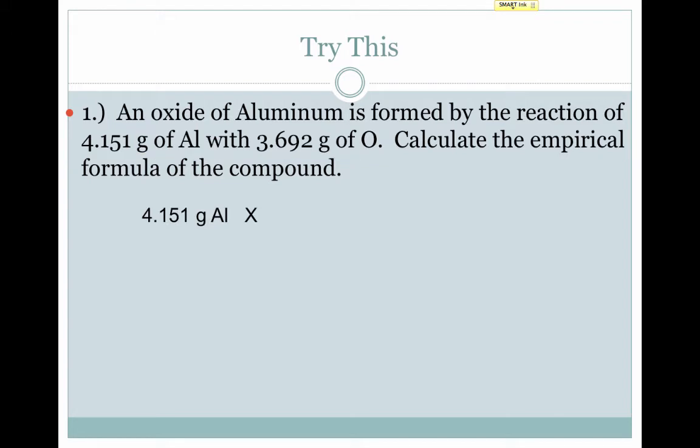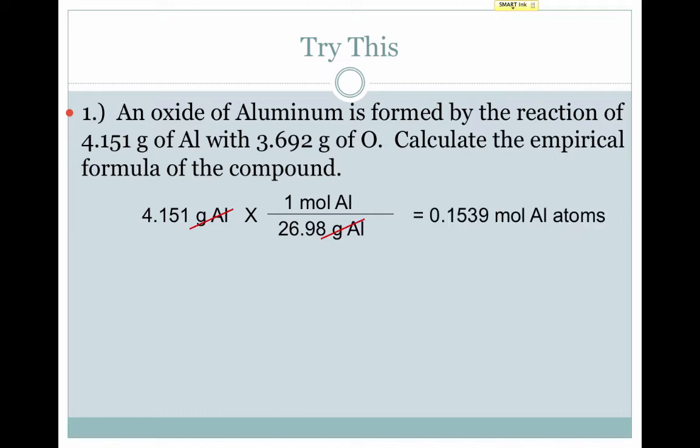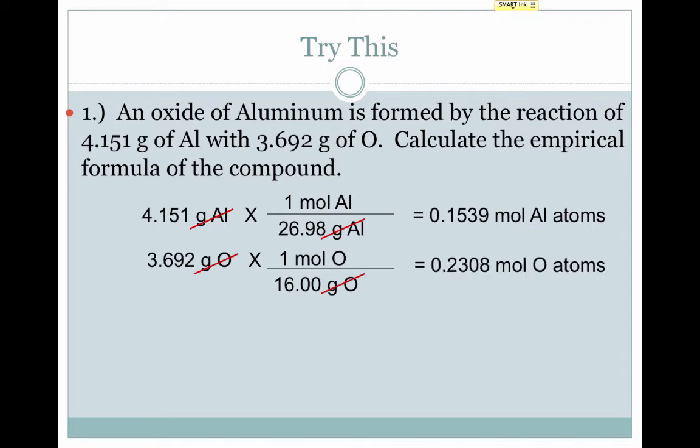So let's start by converting each of these values to moles. Using a conversion factor that has the atomic mass of aluminum from the periodic table, or the mass of 1 mole of aluminum from the periodic table, we find that the sample contained 0.1539 moles of aluminum. Repeating this process with oxygen, we find that the sample contained 0.2308 moles of oxygen atoms.